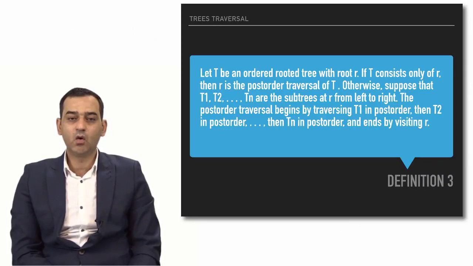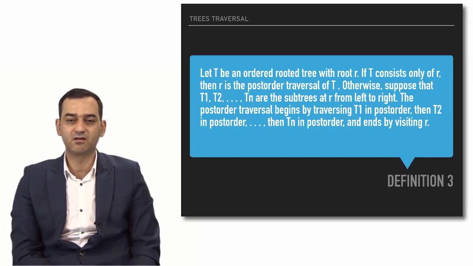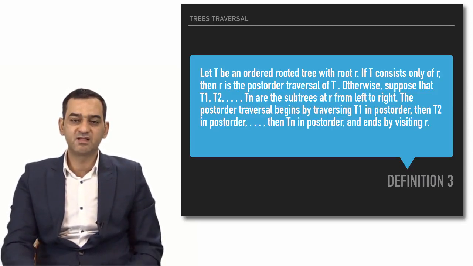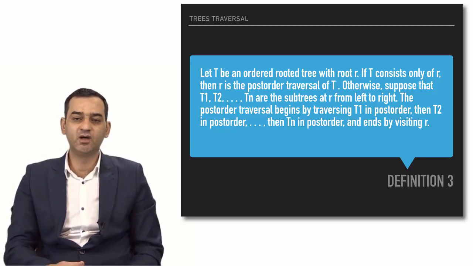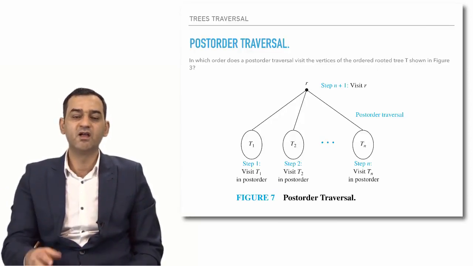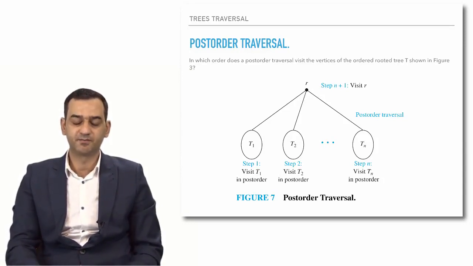Let T be an ordered rooted tree with root R. If T consists only of R, then R is the post-order traversal of T. Otherwise, suppose that T1, T2, ..., Tn are the subtrees at R from left to right. So the post-order traversal begins by traversing T1 in post-order, then T2 in post-order, then Tn in post-order, and ends by visiting R.